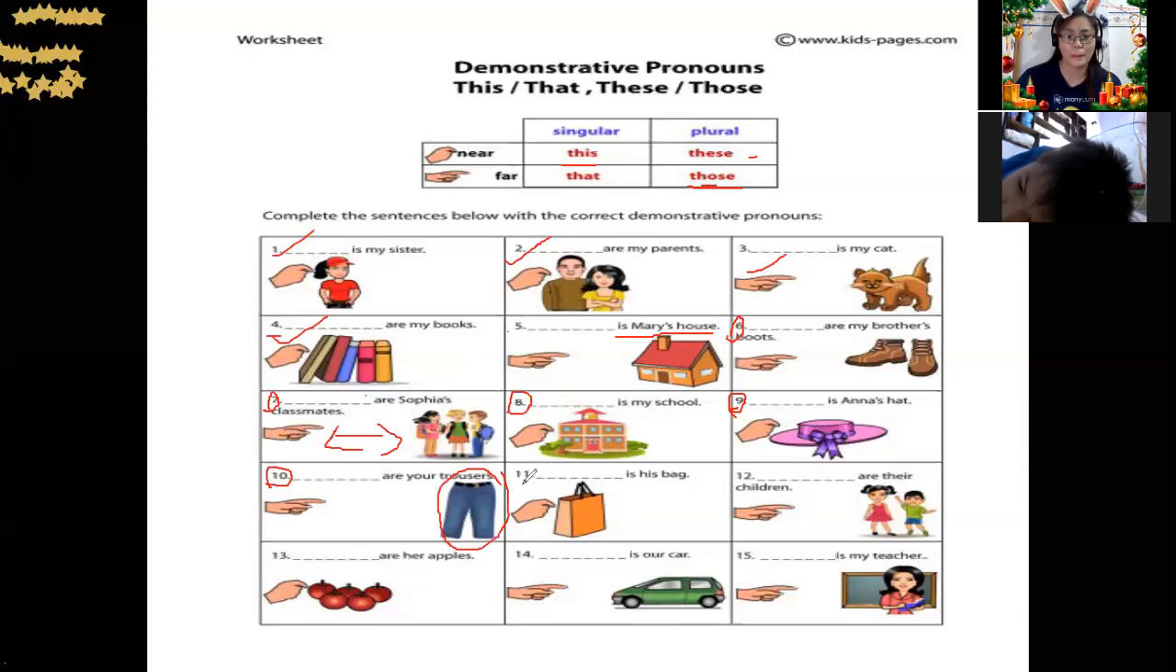Number 11. Okay, this. Those. And then those. Those. What about number 14? That. Okay, and last one.